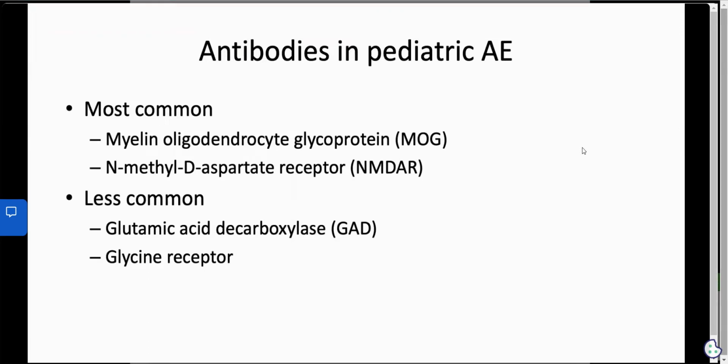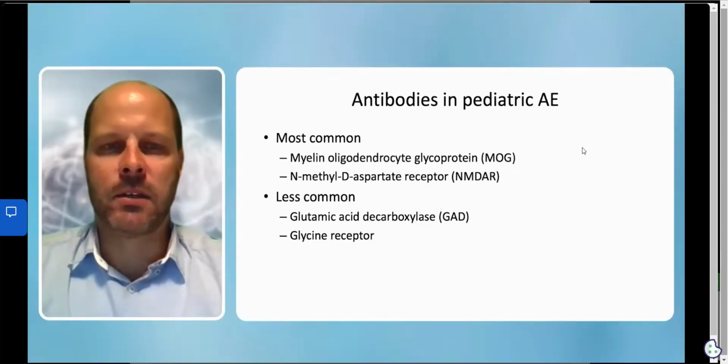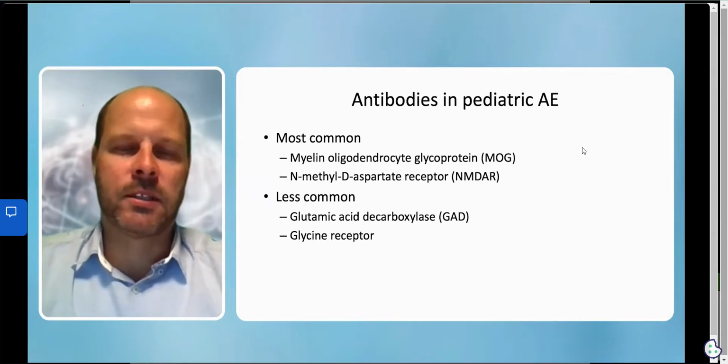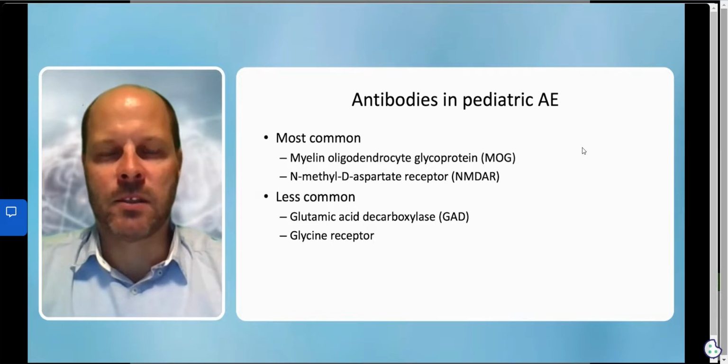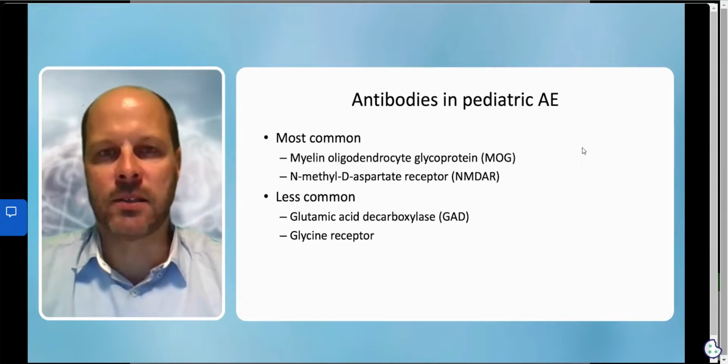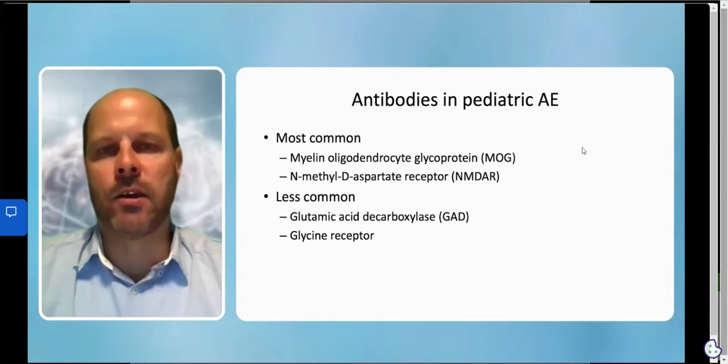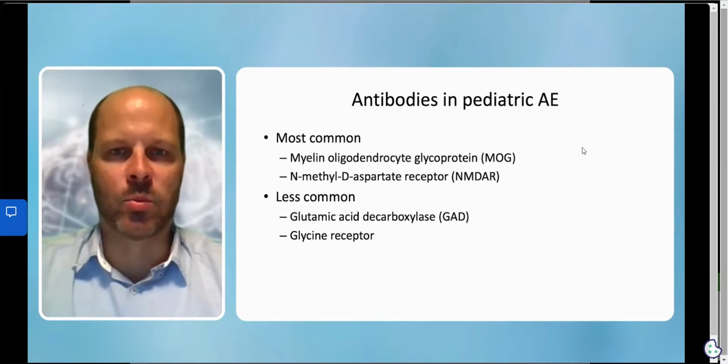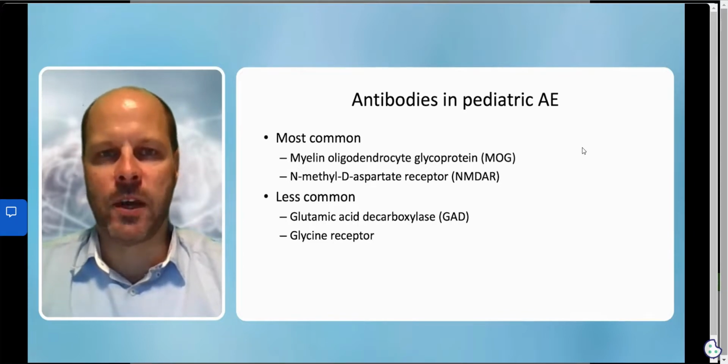So within the space of pediatric autoimmune encephalitis, what antibodies do we find? Far and away, the most common are anti-NMDA receptor antibodies, and as we'll see in some later slides, anti-MOG antibodies. Less common are anti-glutamic acid decarboxylase antibodies and anti-glycine receptor antibodies. Beyond these four antibodies, while certainly there are case reports or small case series of other antibodies involved in pediatric autoimmune encephalitis, they are all exceedingly rare in clinical practice. We will today focus on the two most common autoantibodies in pediatric autoimmune encephalitis.